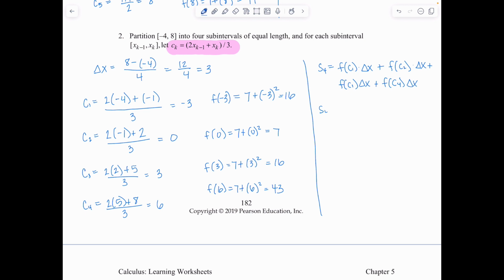So what are these values that we have found? We have 16 times 3 plus 7 times 3 plus 16 times 3 plus 43 times 3. This is going to give us 48 plus 21 plus 48 plus 129. So total, our sum comes out to 246.